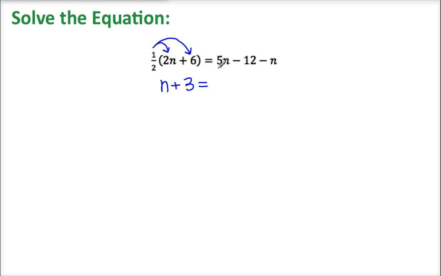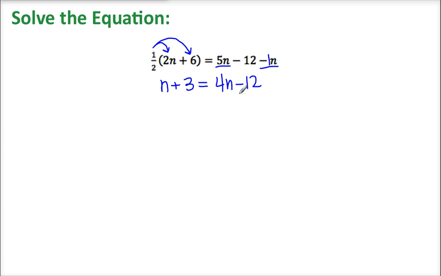This side, I have a 5n, and I see that I have a negative n as well. These two things can be combined together. So I have 5 n's, and I'm taking away 1 n. Remember, if there's not a number in front, there's just an invisible 1. So if I have 5 n's and taking away one of them, that leaves me with 4. And then I still have minus 12. That wasn't touched. Okay, this is looking much simpler.